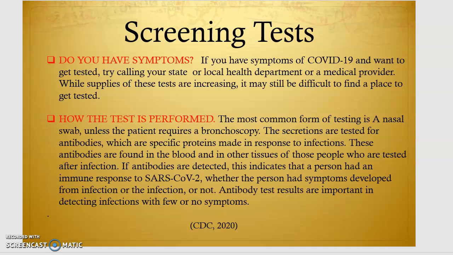Screening test. Do you have symptoms? Some of the symptoms include loss of taste and smell, shortness of breath, fever, cough, even some GI symptoms such as nausea and vomiting. If you have any of those symptoms, you should get a COVID-19 test, and that is performed by swabbing the back of the nose, go down deep.